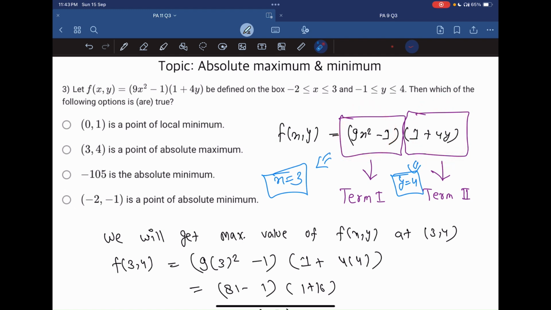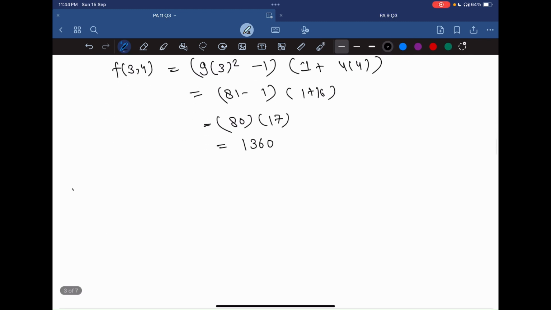For the total product of these two terms, we will get a negative value. If we take the highest value of the first term and the lowest value of the second term, the product would be the lowest function value. The highest of the first term again occurs at 3, while the lowest of the term 1 plus 4y occurs at negative 1. So the minimum value of the function occurs at 3, negative 1.